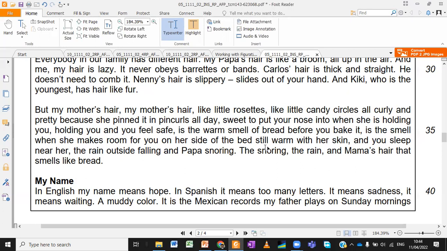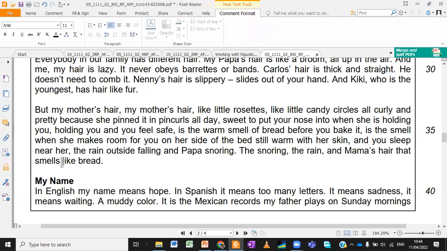There's a smell when she, have you picked anyone? And you sleep near her? No. The rain outside falling and Papa snoring. Mama said a small. Which one did you pick? I thought it was the last one. The mama said that smell like bread. For the fact that you included like here, it becomes similar. Okay. Yeah.